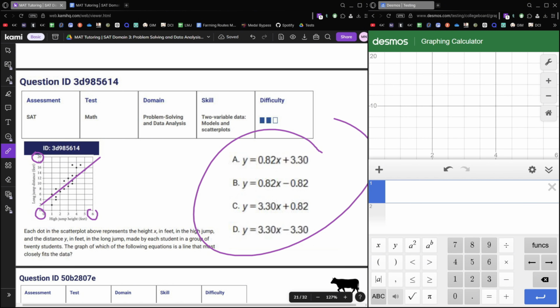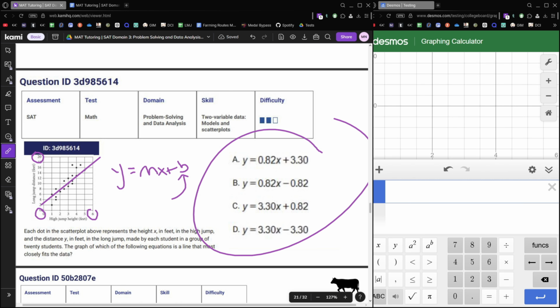Now let's start plugging in all of our answer choices. First up, this is in y equals mx plus b form, slope-intercept form, where b is your y-intercept. We know for sure that b is going to be a positive y-intercept, so we can't have a minus. It's either going to be A or C.